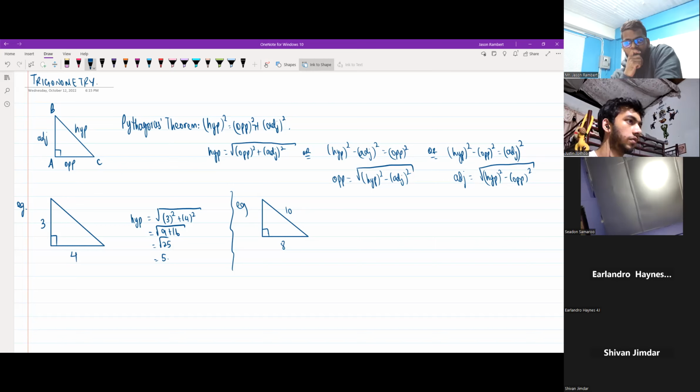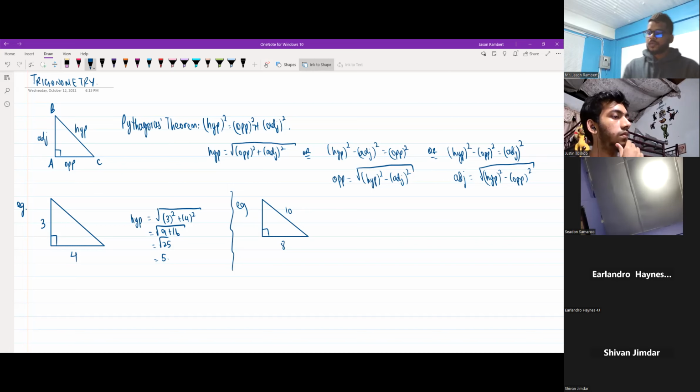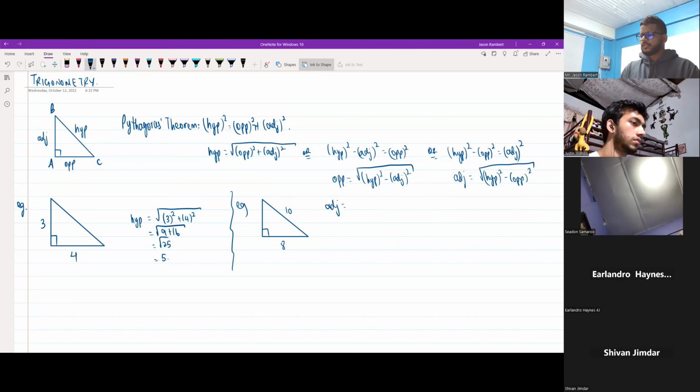The missing side could be the opposite if you wanted, right? Because I'm using Pythagoras' theorem, it doesn't matter. You could use either this one or this one. Let me consider that to be the adjacent. The adjacent is the square root of the hypotenuse squared, take away the opposite squared.